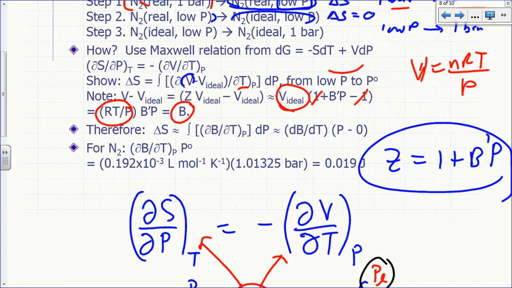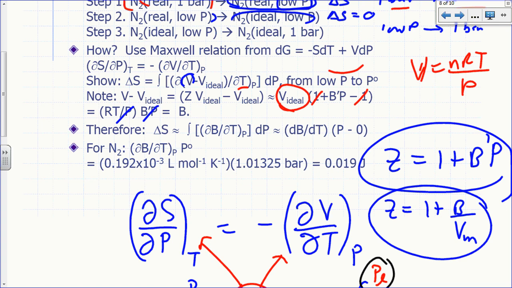So your P cancels out. And B prime times RT is just B. Remember, your second virial coefficient, you can write as 1 plus B over V sub M. B and B prime are related. B prime times RT is B. So instead of V minus V ideal here, I'm going to put here just B, dB dT at constant P. Where B is your second virial coefficient. So this tells you how your second virial coefficient changes with temperature.